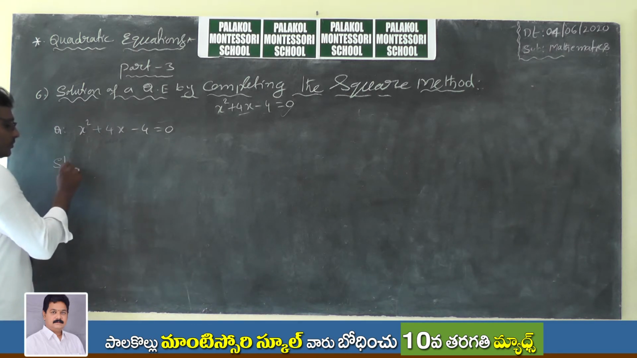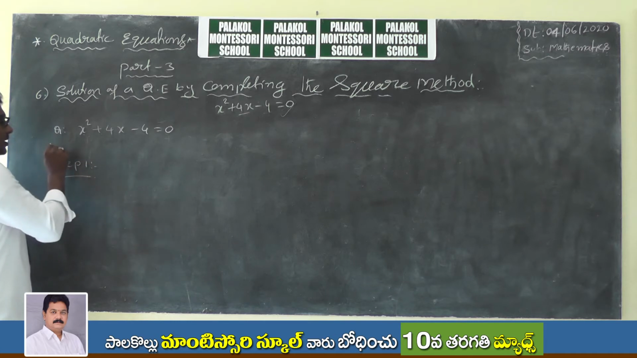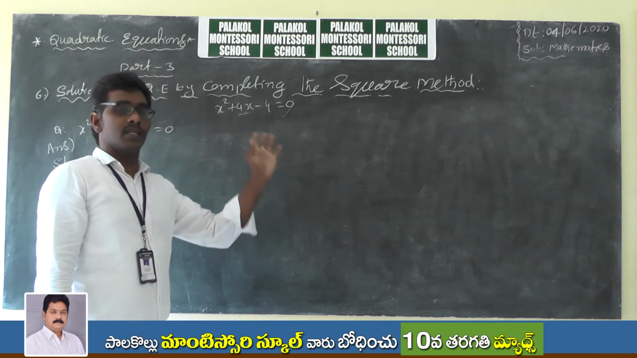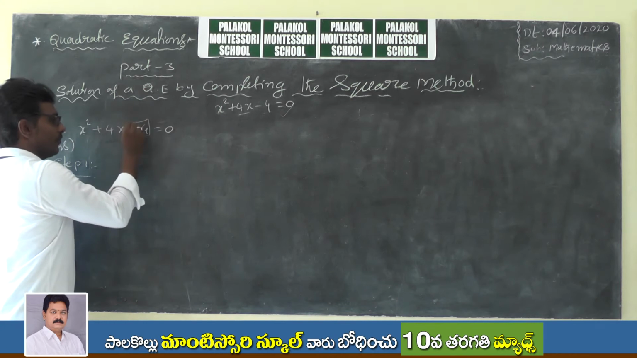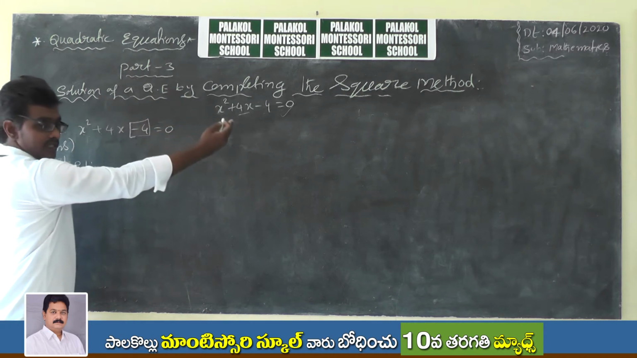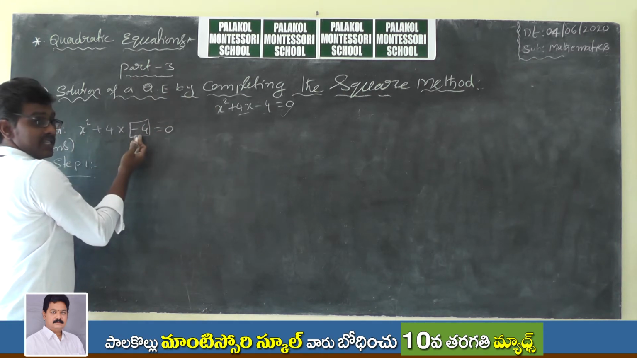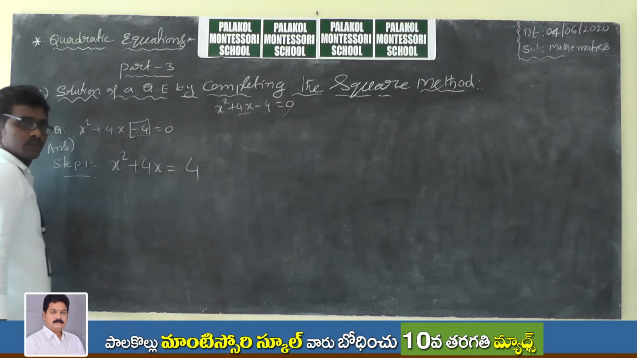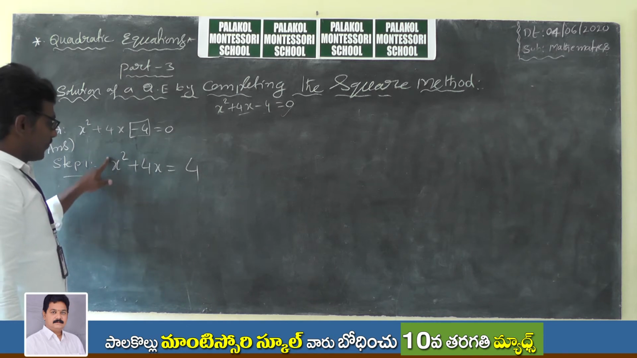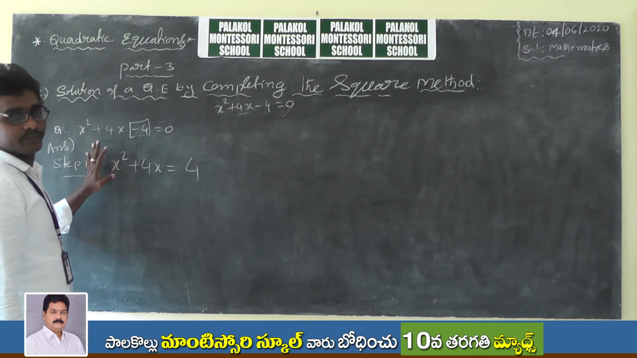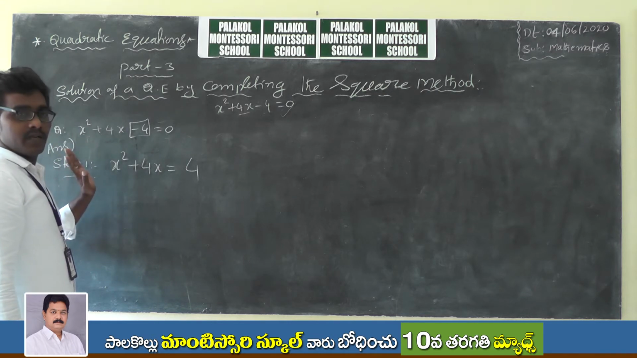Step 1. So what is step 1? The constant term is sent to the other side. So here the constant term is minus 4. Minus 4 is sent to the other side. The minus 4 when you move that side is changed. So x square plus 4x is equal to 4. Right? Is the coefficient a 1 or not? Yes, it's a positive 1 there. So it is a unique quadratic equation. So it's enough, no problem.